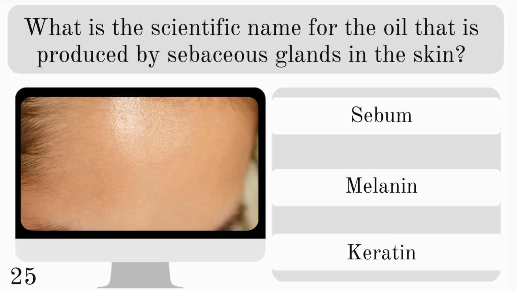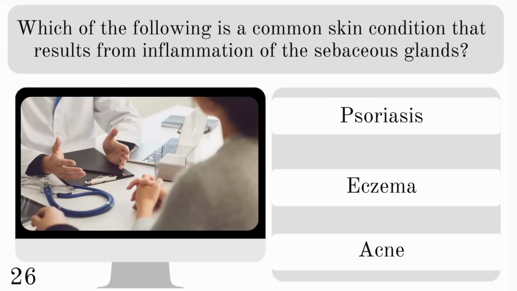What is the scientific name for the oil that's produced in the sebaceous glands in the skin? Sebum, melanin, or keratin? And the correct answer, sebum. Which of the following is a common skin condition that results from inflammation of the sebaceous glands? Psoriasis, eczema, or acne? And the answer is acne.